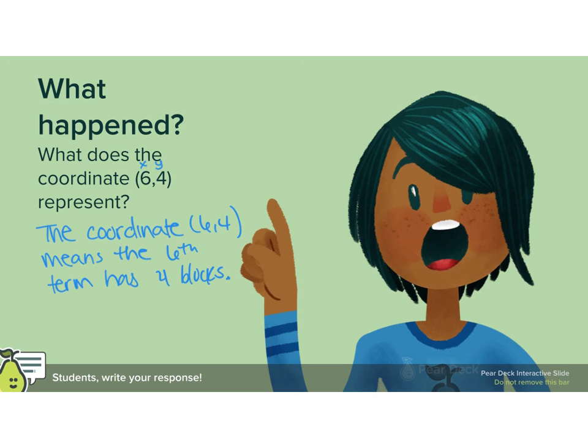This is just, do you know which one is terms and which one is blocks? So the first value, the x value, is the terms, and the y value is the blocks. That's it. No trick, not complicated.